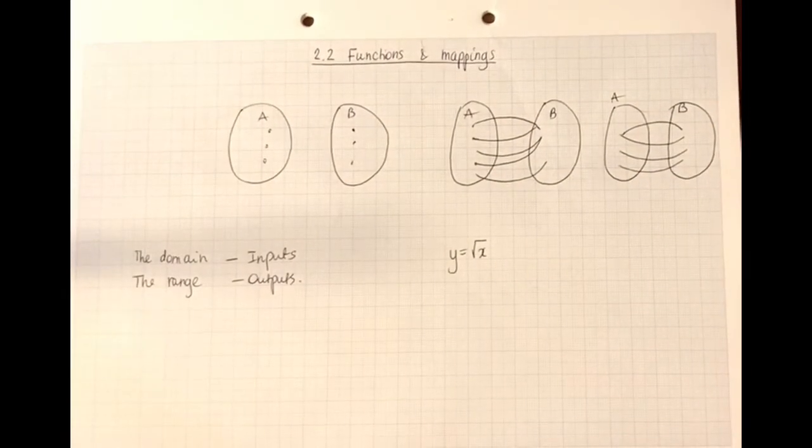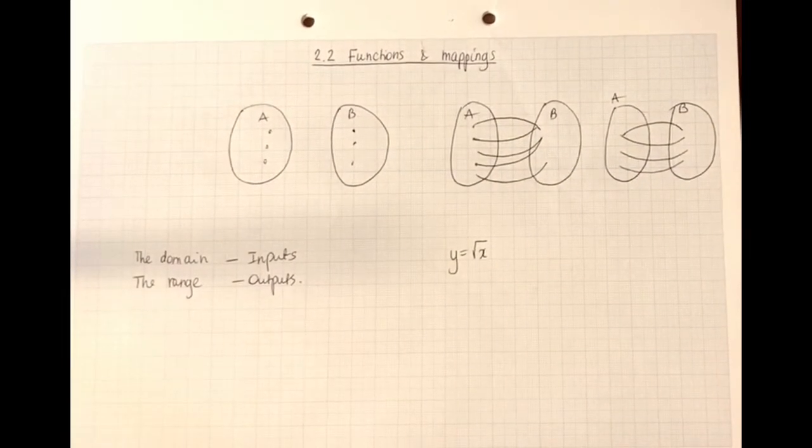Chapter 2, Section 2.2, Functions and Mappings. So we're going to begin by looking at what is a mapping and then what conditions need to be satisfied for that mapping to become a function. So a mapping, there's three elements to a mapping.